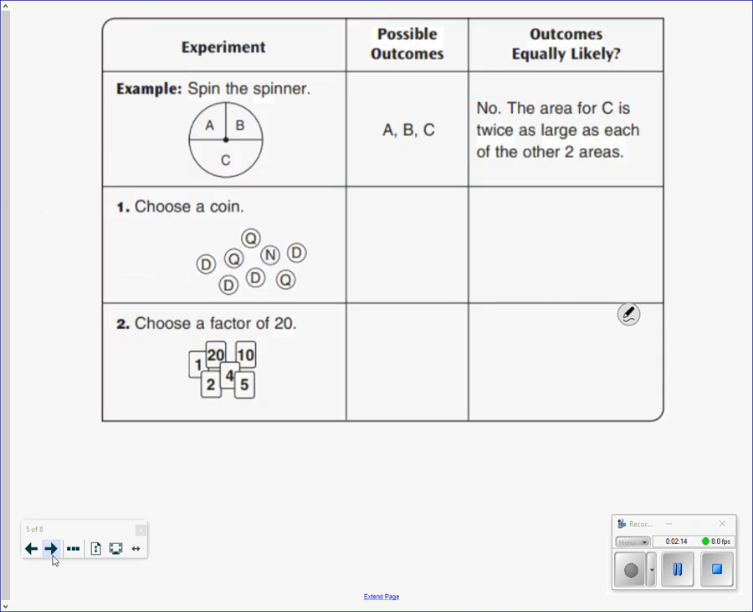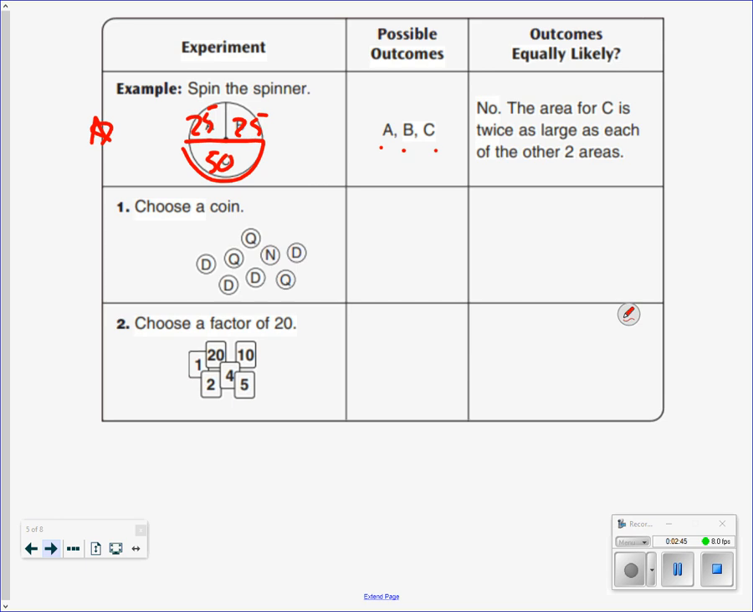Okay, we're going to take a look at this very first one up here. You can follow along with your sheet. It says spin the spinner. We have options A, B, and C. Possible outcomes, you could either get an A, you could get a B, or a C. Are the outcomes equally likely? Well, obviously they're not because the area of C is twice as large as everything else. You have a better chance of getting C, which is 50%. A would be 25, B would be 25. Because it's a circle, so it's going to be 100%.